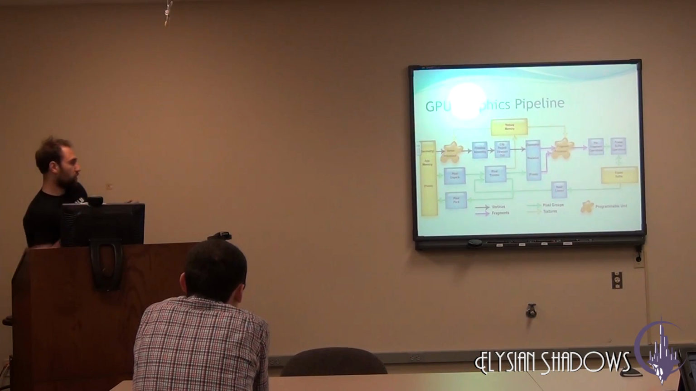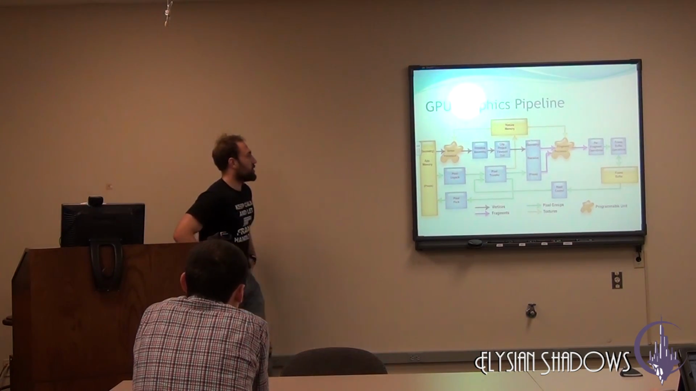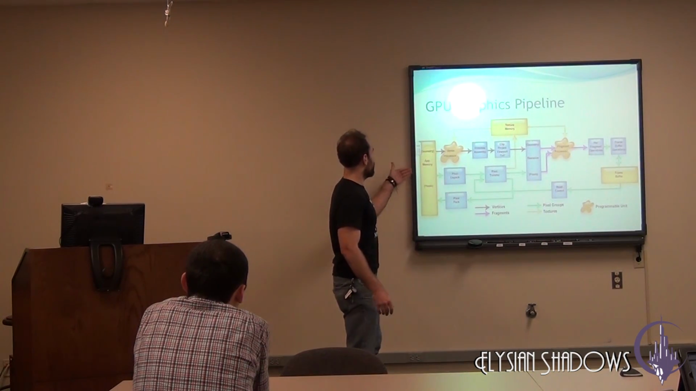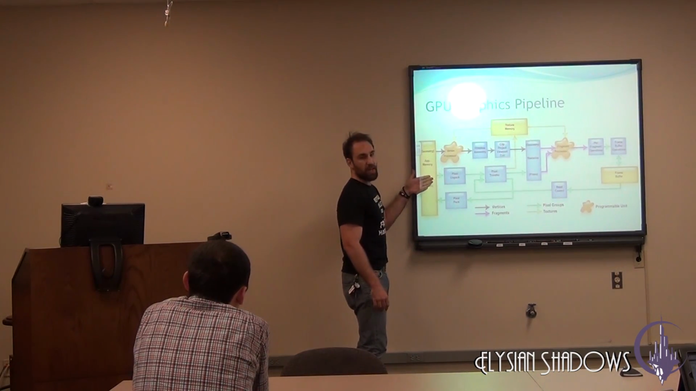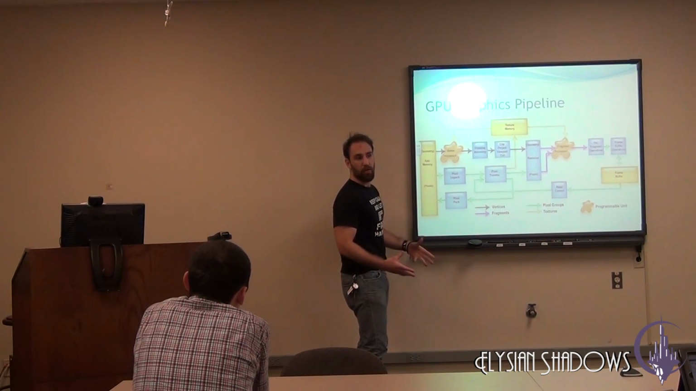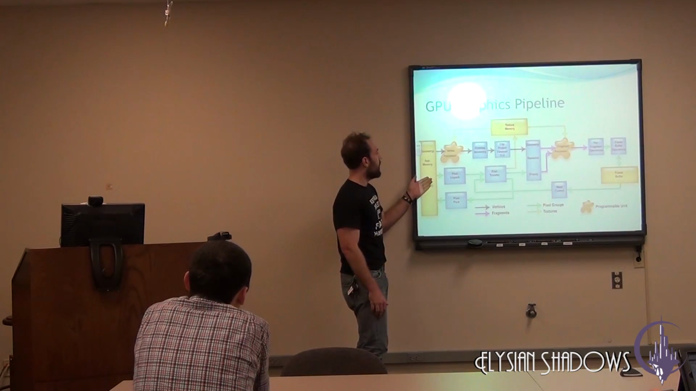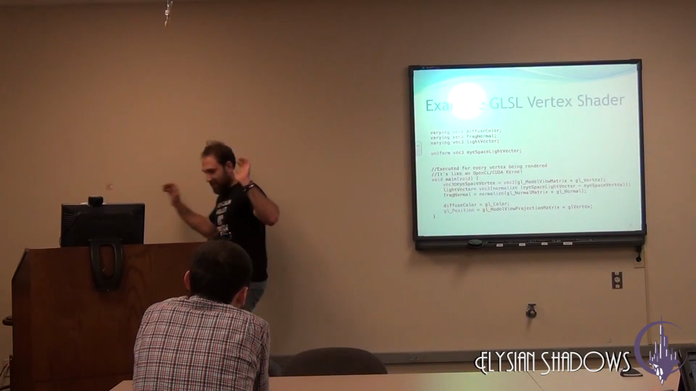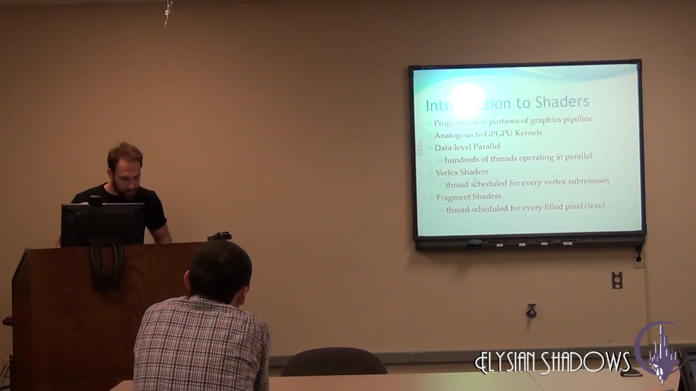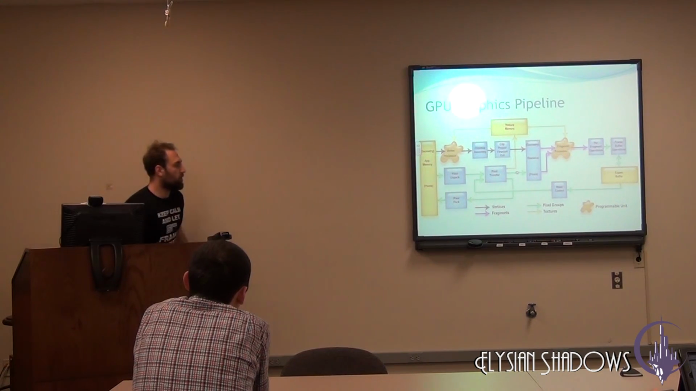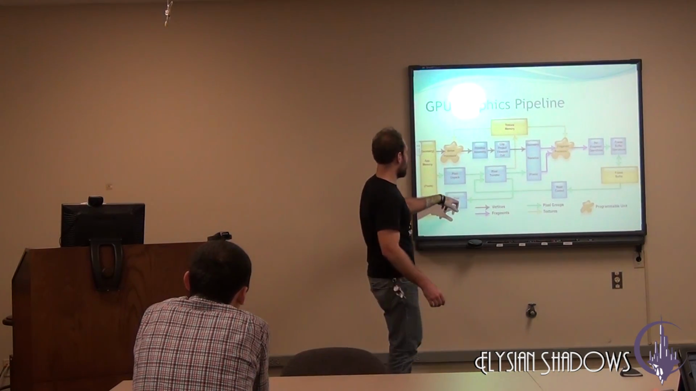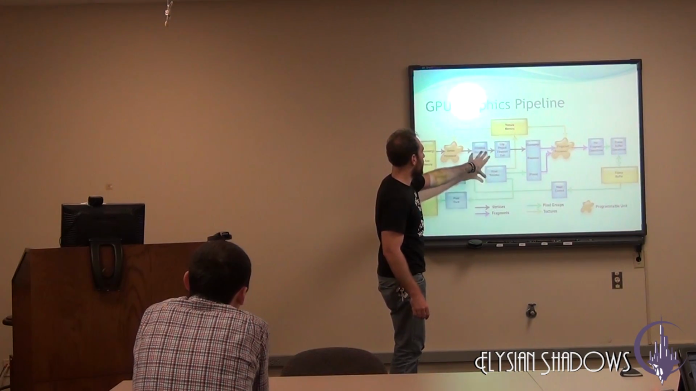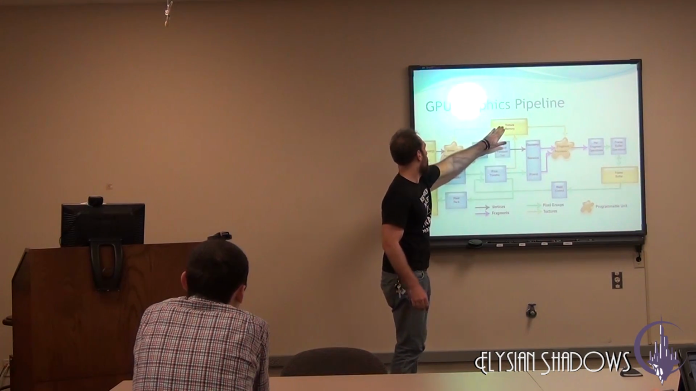So I'm just going to briefly touch on this. This is the GPU graphics pipeline. This is where you're submitting geometry in OpenGL, whether it's like a 3D model. And these blocks are basically fixed function hardware operations. They're done by the GPU in hardware.